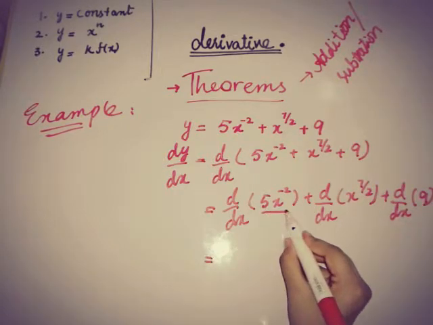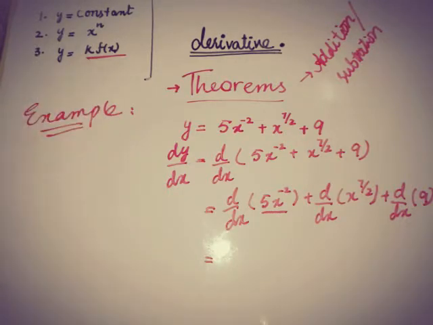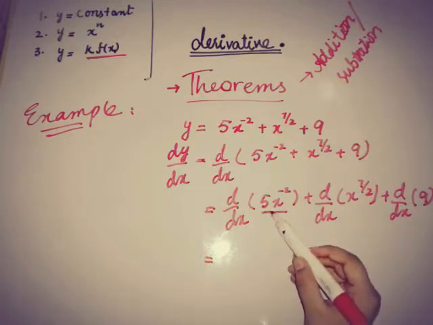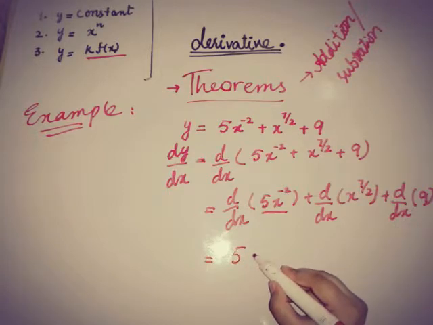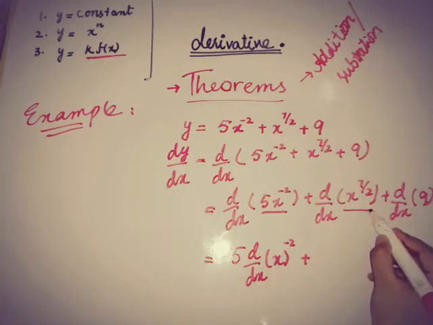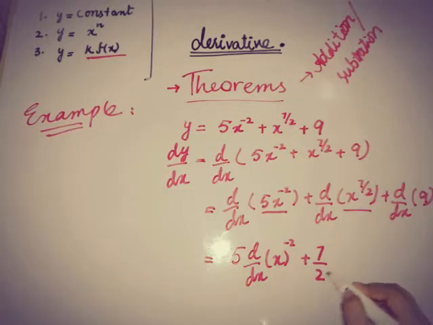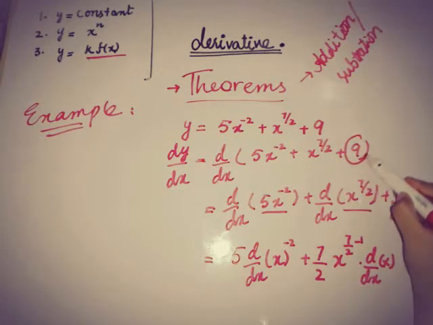Now this is the same as the third theorem, a constant multiplied by a function. So 5, then d by dx of x to the power minus 2, plus, for this we can apply the power rule here, 7/2 comes down, with a decrease in the power, then the rate of change of the function x, and this is 9, and 9 is a constant, so the rate of change of 9 is equal to 0.